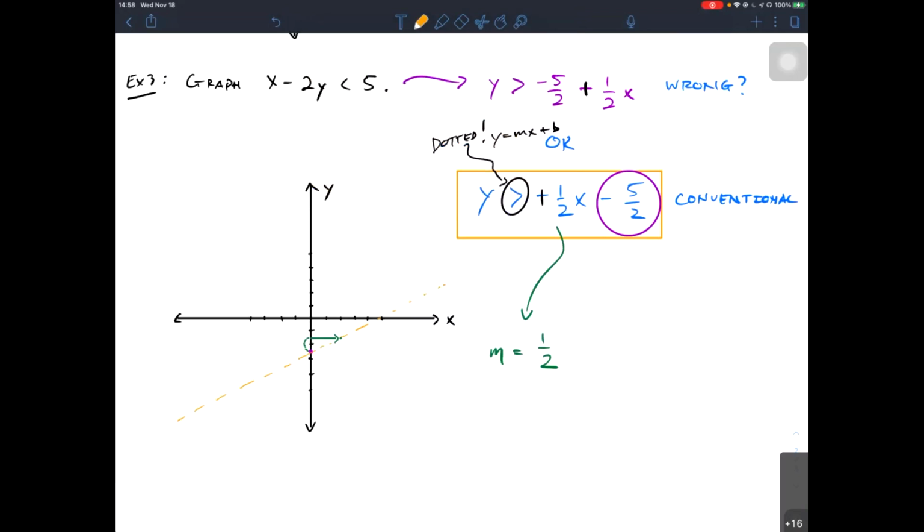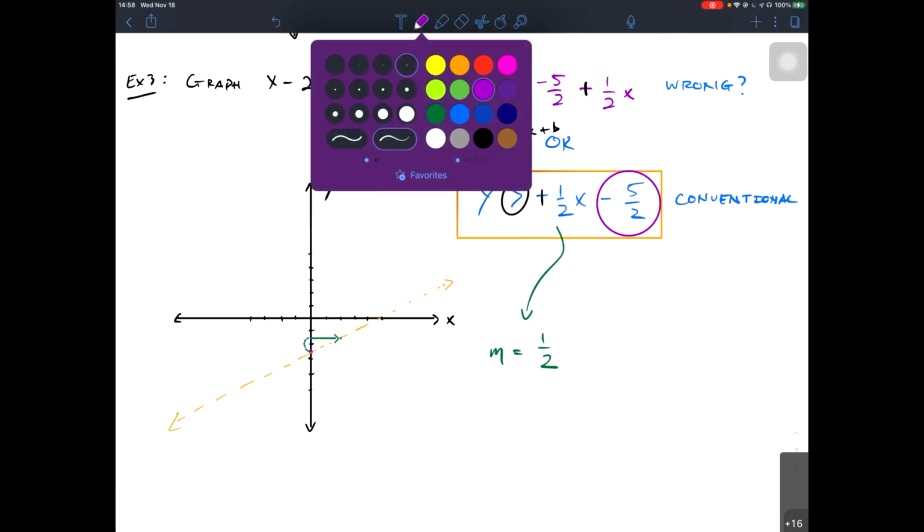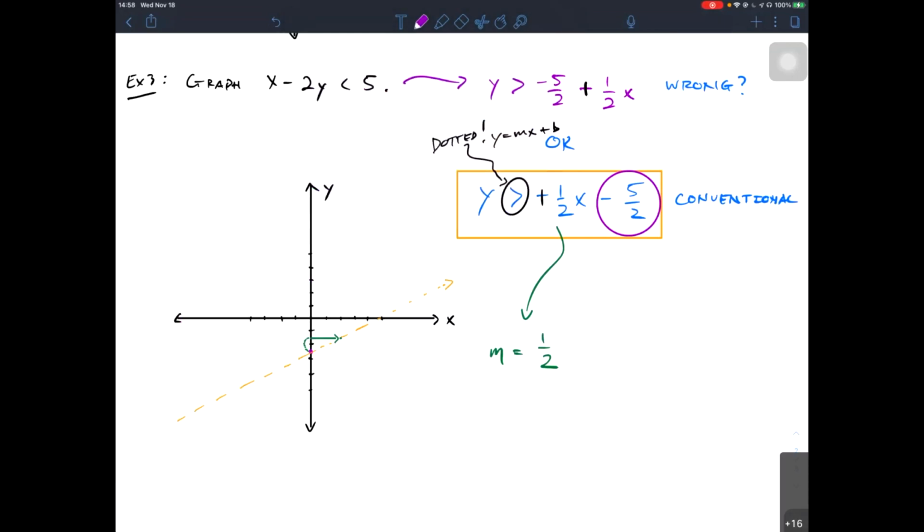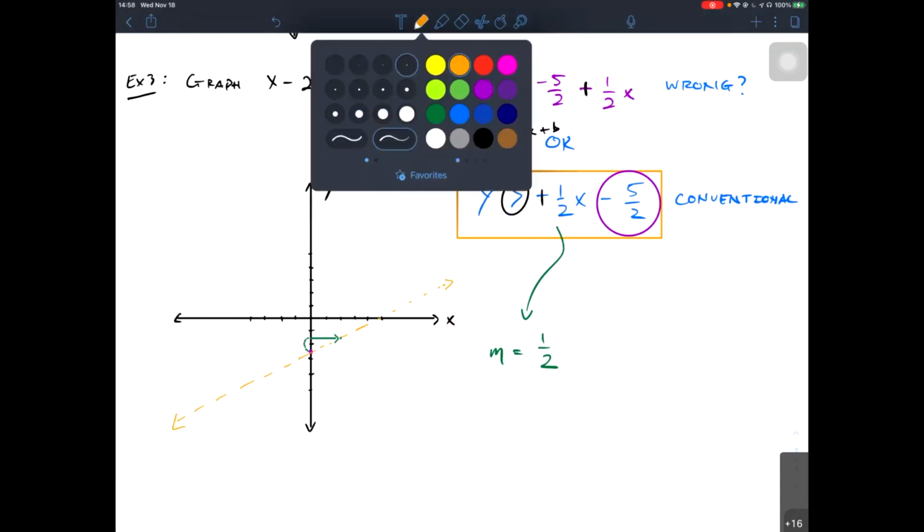Sorry for the picture. It's not completely accurate. And then you know that your answer is going to involve shading either this side or this side, right? It's going to be one of the two. Oops, I accidentally erased my arrow here. Okay, and then I can do the rest of this.